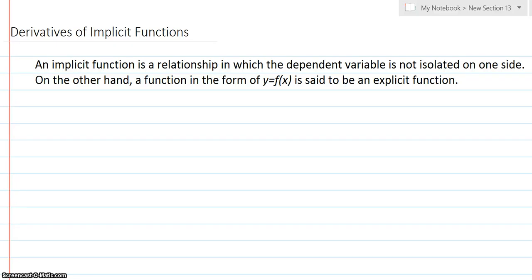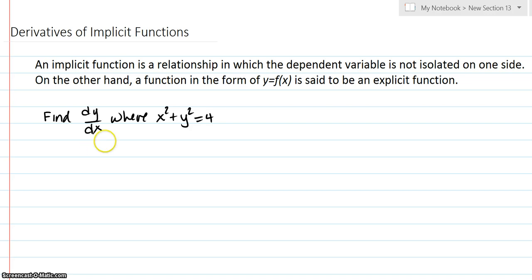In this video, we're going to talk about derivatives of implicit functions. What is an implicit function? Well, an implicit function is a relationship in which the dependent variable is not isolated on one side. On the other hand, a function in the form of y equals f of x is said to be an explicit function. Let's look at a simple example of this.